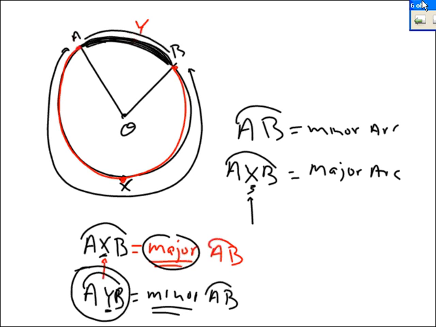Okay, if you have a third letter, you should look. Oh, AXB. Oh, yeah. That's the major arc. So we talked about notation there, the arc symbol above AB and AYB or AXB. And we talked about minor and major arcs.